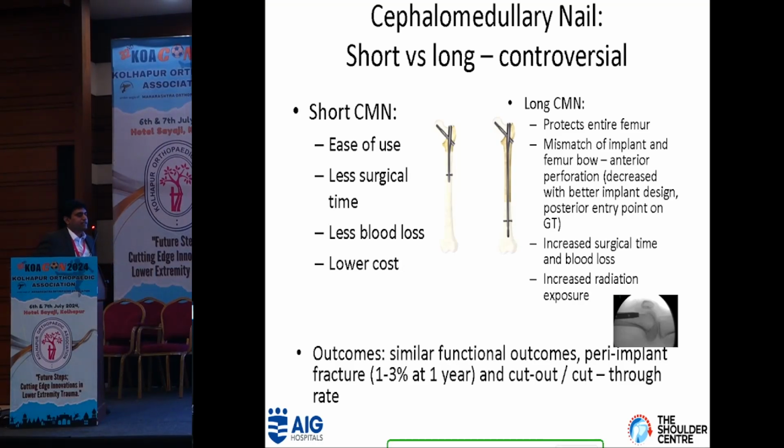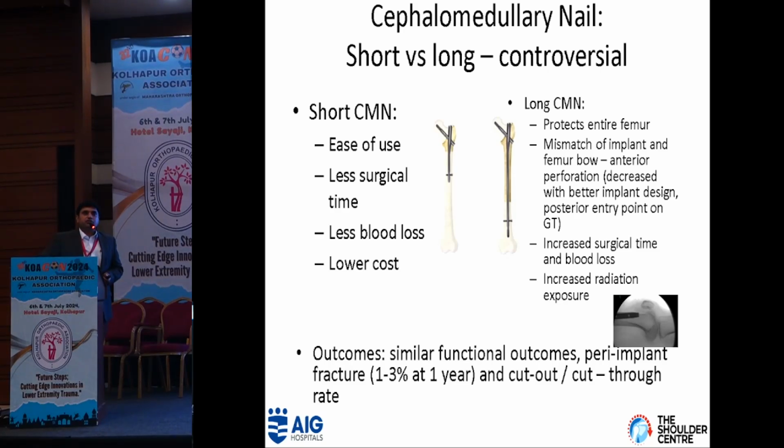Now coming to the considerations, whether to put a short nail or a long cephalomedullary nail, that is number one. So there are distinct advantages of the short nail. It is easy to insert, the surgical time is less, there is less blood loss and lower cost. The long cephalomedullary nail protects the entire femur. The logic behind it is that it prevents peri-implant fractures because the entire femur is covered.